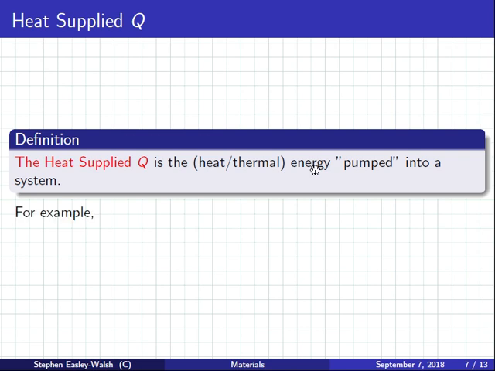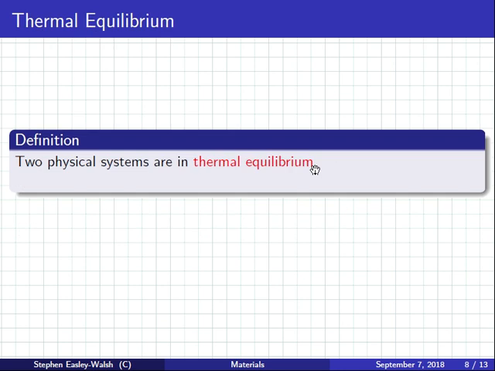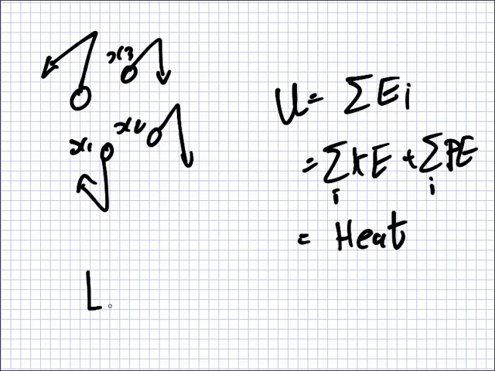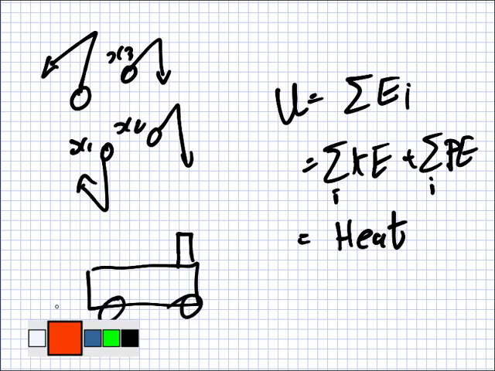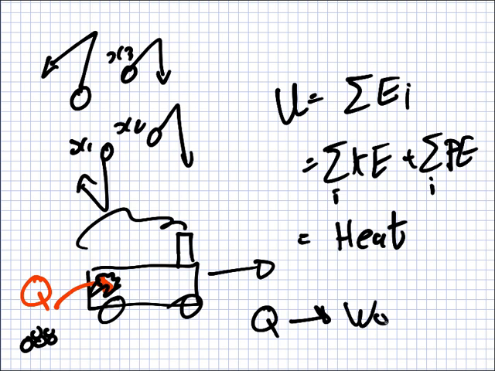Alright, you got that? Okay. For example, a train engine, you know a train? Its engine works because it gets heat from the burning of coal. This heat is converted into work. So if you have your train, there's my train. You have heat that's put into it when you burn the coal, and it makes the fire. And this heat is what makes the train move. So you can change the heat into work.